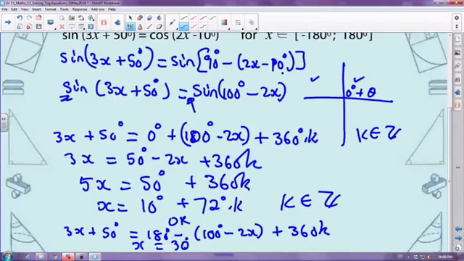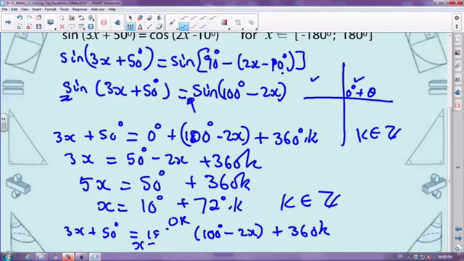180 minus 100, that's 80. Then take the 50 across, you get minus 30. That's 180 minus 100, that's 80, minus 30 and minus 50. That is 30 degrees. Okay.